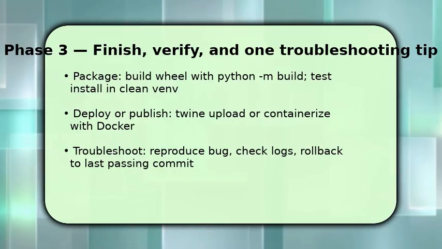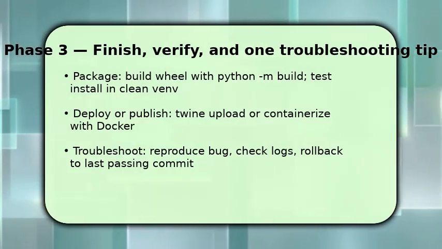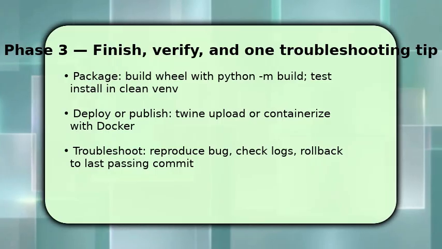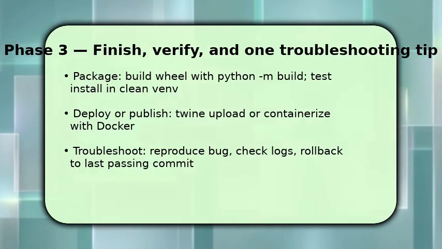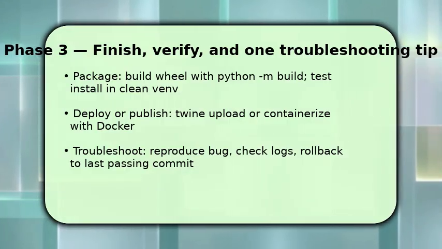If something breaks, reproduce the issue locally, inspect logs, and run tests. If necessary, roll back to the last passing commit. One key tip: always isolate the failing case before changing code to avoid chasing noise.